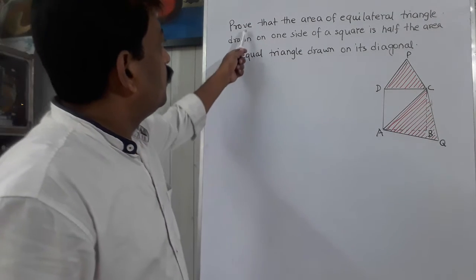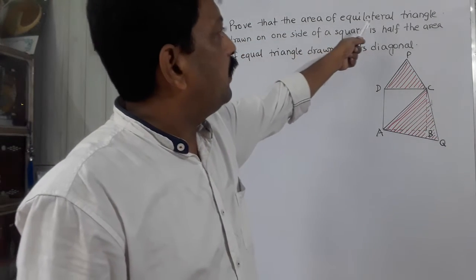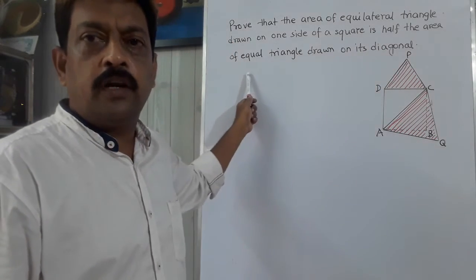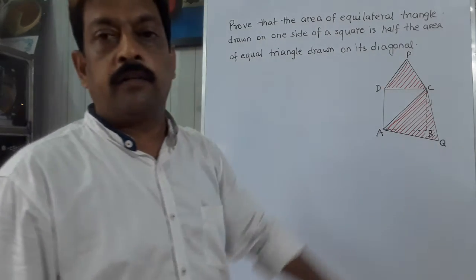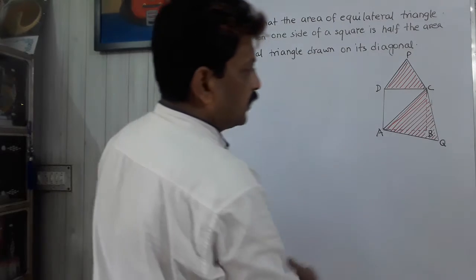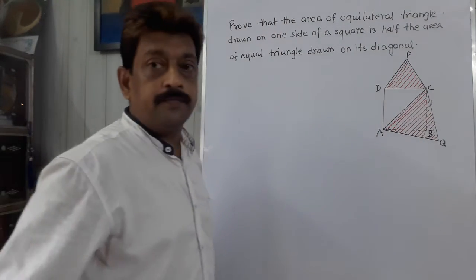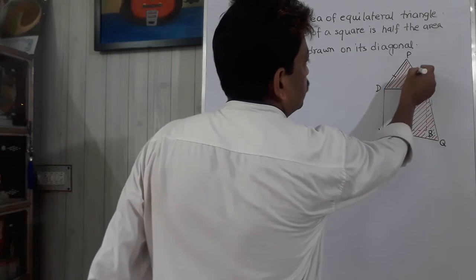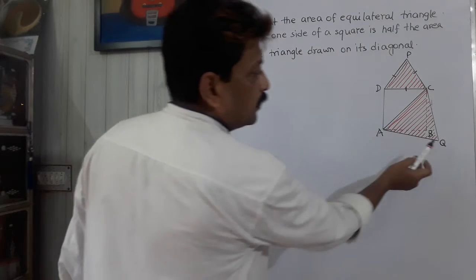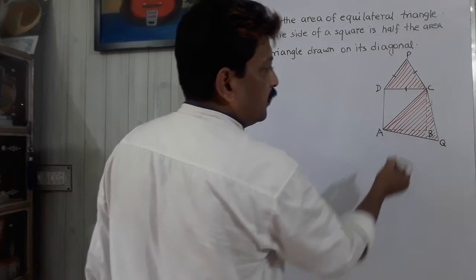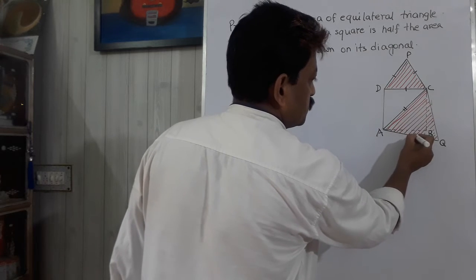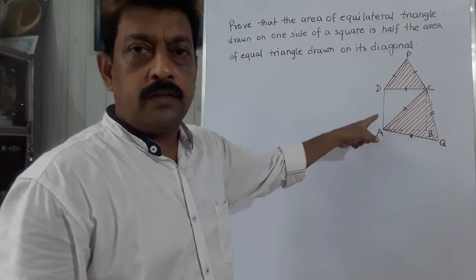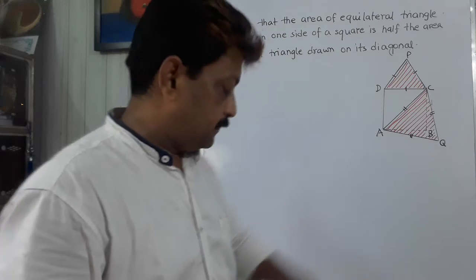So here is the next question. Prove that the area of an equilateral triangle drawn on one side of a square is half the area of the equilateral triangle drawn on its diagonal, one of its diagonals. As you can see, ABCD is a square, PDC is an equilateral triangle drawn on the side DC, and QAC is the equilateral triangle drawn on the diagonal AC. So we have to prove that the area of triangle PDC is half the area of triangle QAC.